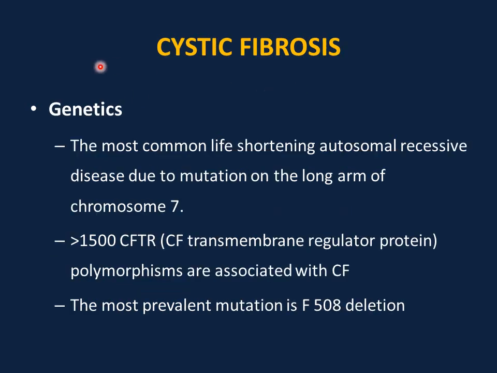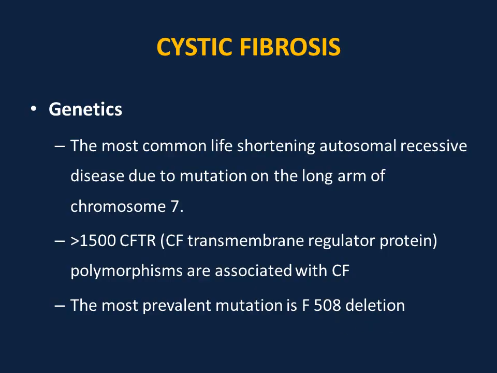Cystic fibrosis is a disease of exocrine glands. It is the most common life-shortening, or early death, autosomal recessive disease, due to mutation on the long arm of chromosome 7. There are more than 1,500 different mutations. The most common one is the F508 deletion.